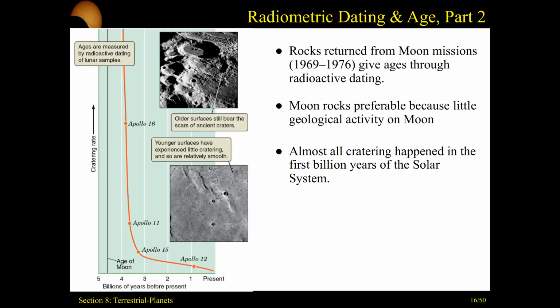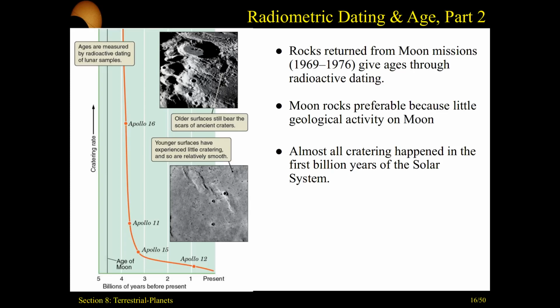When it comes to dating the Earth or the Moon, we definitely prefer moon rocks, and it's for one main reason. The Moon is not very geologically active. So when you go to grab a lunar rock, a lunar sample, you don't have to be too concerned about any volcanic or tectonic activity shifting that material around.